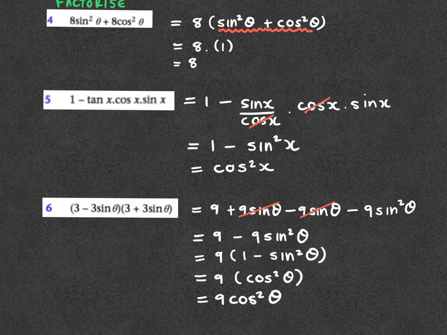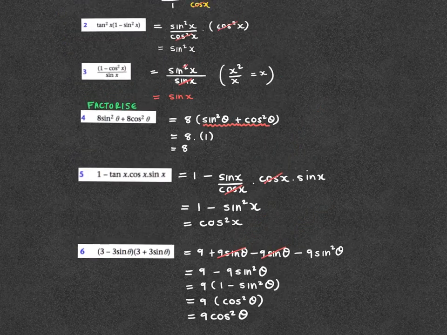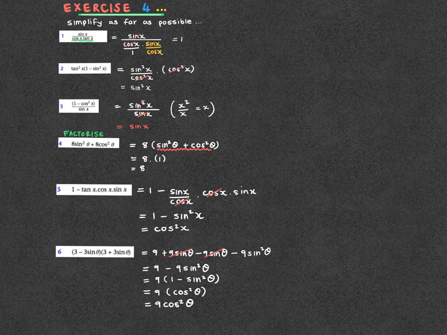Okay, so that was all of exercise 4. Not too bad, hey? Nice and quick and easy. So all we've been doing here is simplifying expressions. The next part of the video is now going to focus on proving identities.